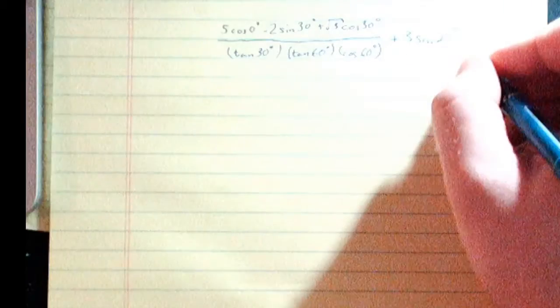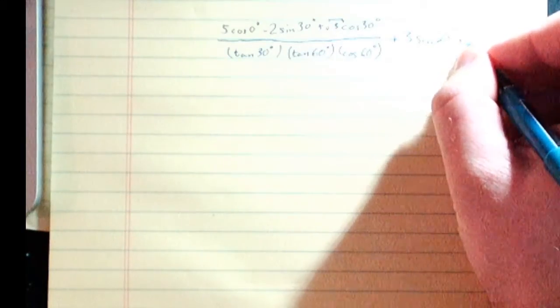So the question that someone tweeted to me is this one. It says, answer this without using a calculator. 5 cosine 0 degrees minus 2 sine 30 degrees plus the square root of 3 cosine 30 degrees, divided by tan 30 degrees times tan 60 degrees times cosine of 60 degrees, plus 3 sine 29 degrees secant of 61 degrees.